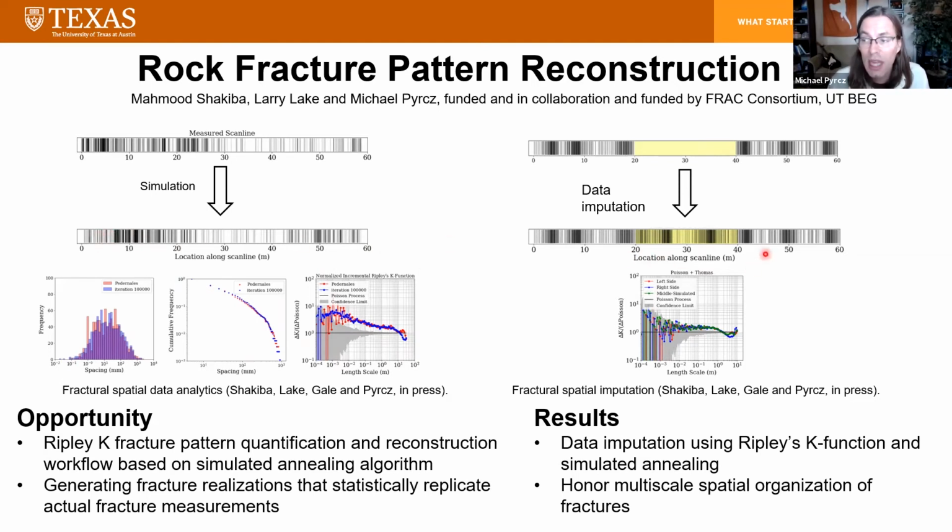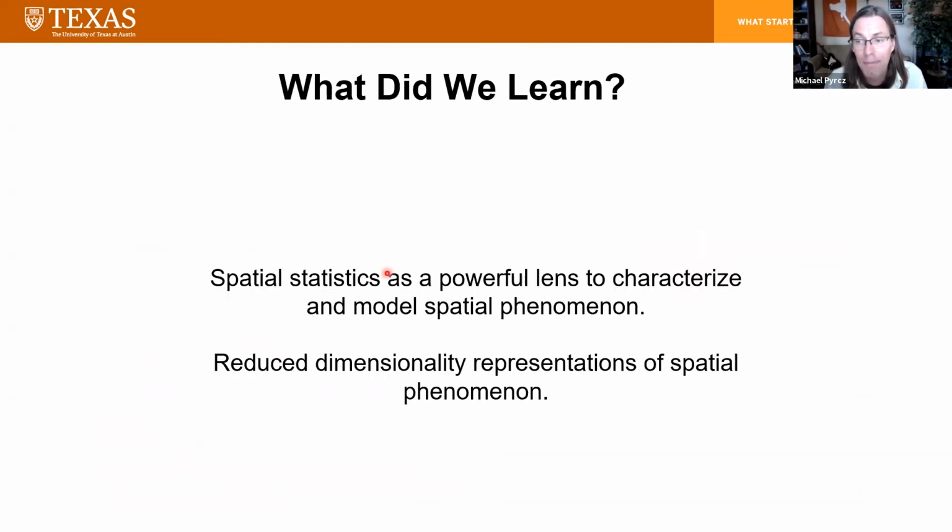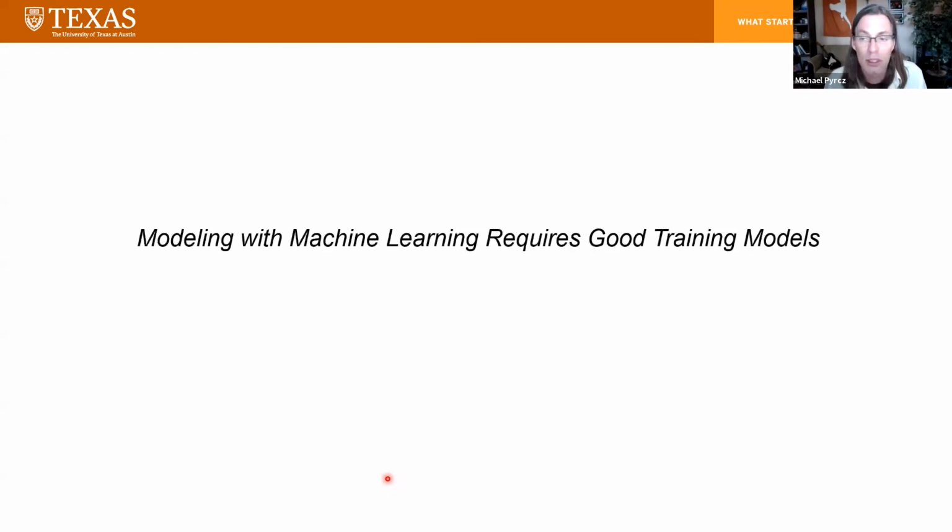We can also do data imputation. We can also detect anomalous circumstances. So we've been doing a lot around spatial data analytics to improve our ability to quantify subsurface phenomena, in this case, fractures in an outcrop. All right, spatial statistics is a powerful new lens to explore the subsurface.